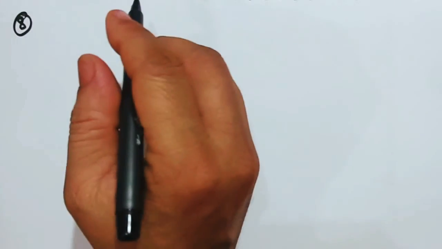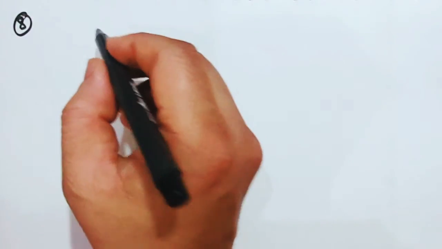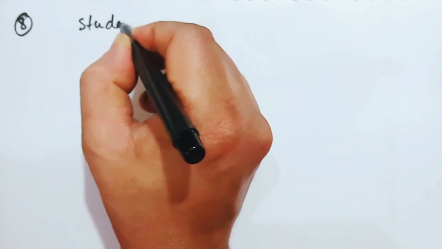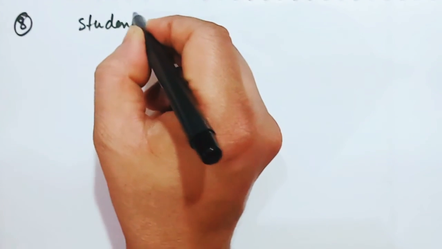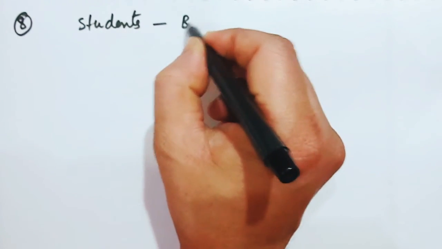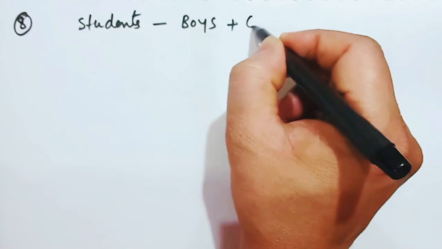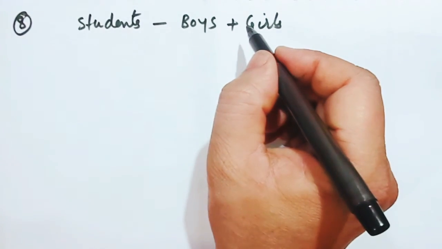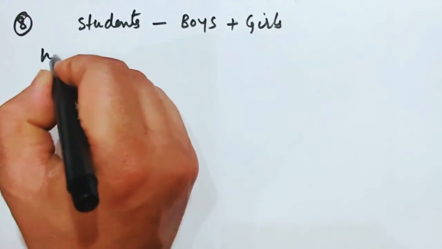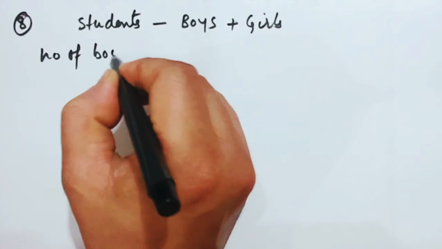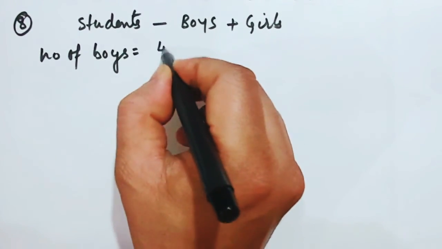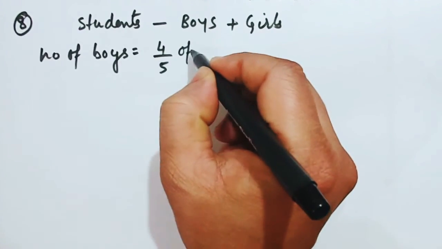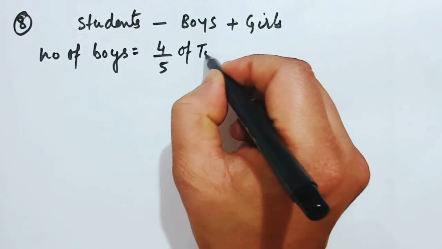So in a school, 4 by 5 of the students are boys. When you are talking about students, this means both the boys and the girls. So in a school, 4 by 5 of the students are boys. So my dear, number of boys is equal to how much? Once again, 4 by 5 of total students.